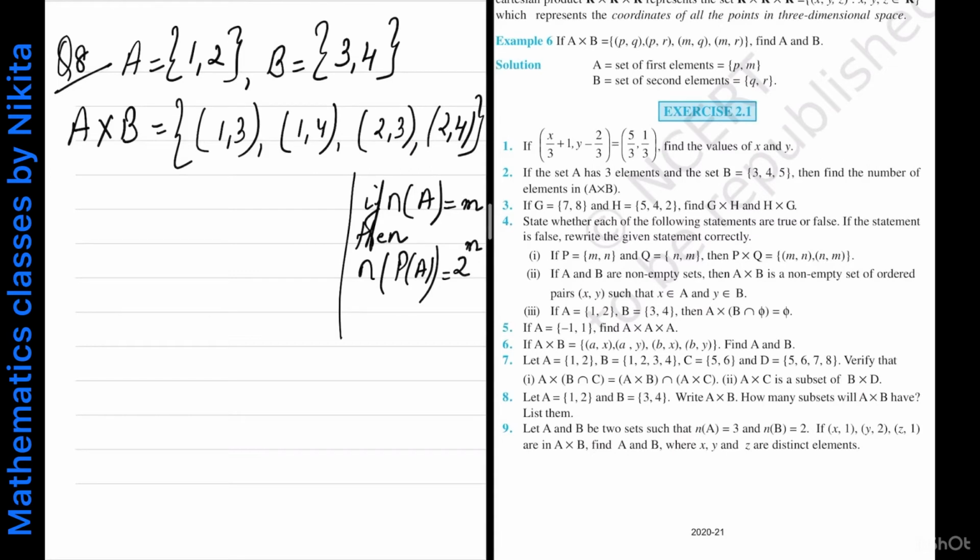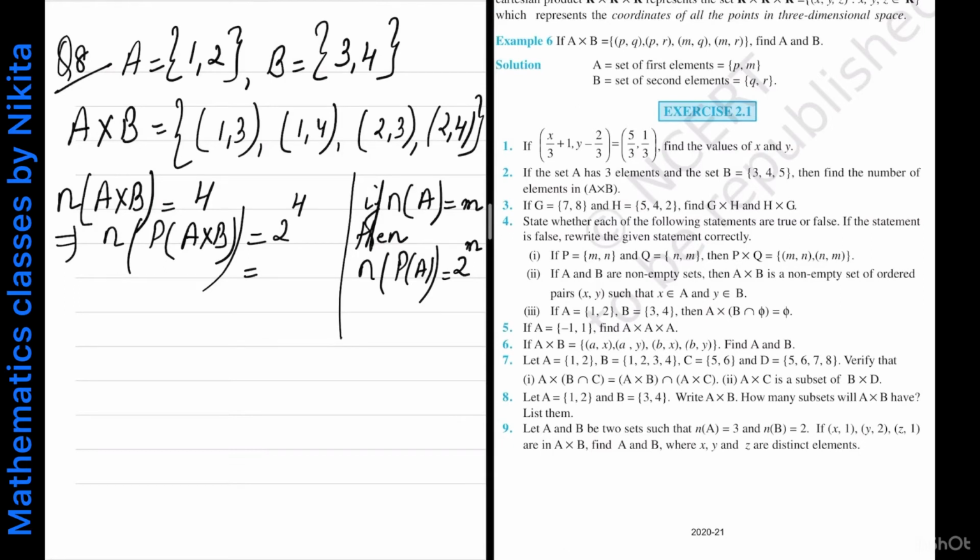Now here the number of elements in A cross B is equal to 4. So this implies the number of elements in the power set of A cross B will be equal to 2 to the power 4, which is 2, 4, 8, 16. So 16 subsets will be there. Now first of all, what will be the first subset? So now we are writing the power set of A cross B, which is equal to: the empty set is a subset of every set, so therefore the empty set.